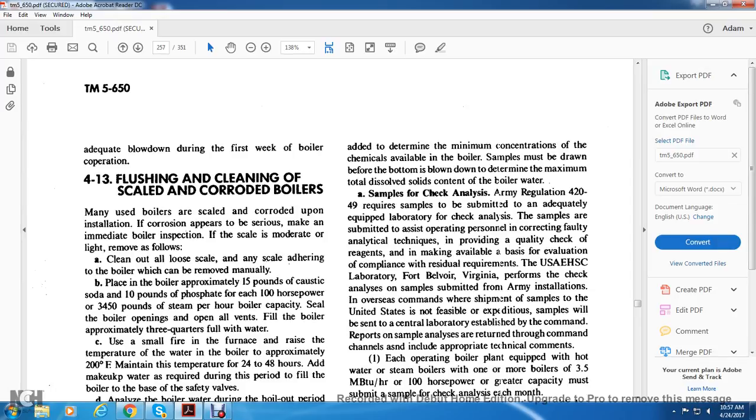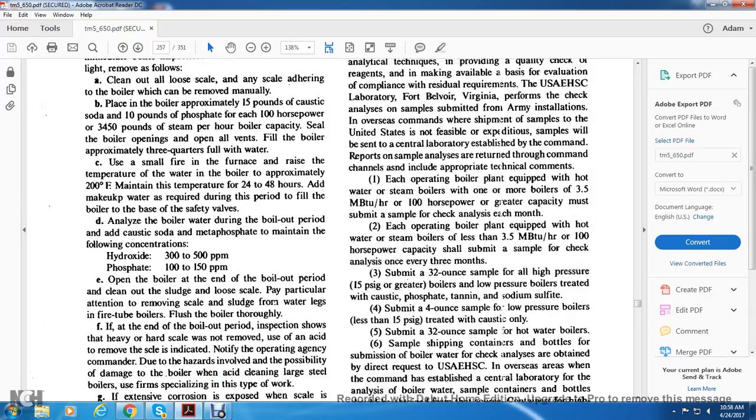Army Regulation 420-49 requires the samples to be submitted and the laboratory equipped for the check analysis. Samples are submitted to assist operation personnel with correcting faulty analytical techniques, provide a check on the quality of the reagents, and make available the basic evaluation of compliance with the residual requirement. The USAEHSC Laboratory, Fort Belvoir, Virginia, performs checks and analysis on samples submitted by Army installations and overseas commands, where shipment of samples to the United States is not feasible. The expedited samples will be sent to the central laboratory established by the command. Reports of sample analysis are returned through command channels, including appropriate technical comments.